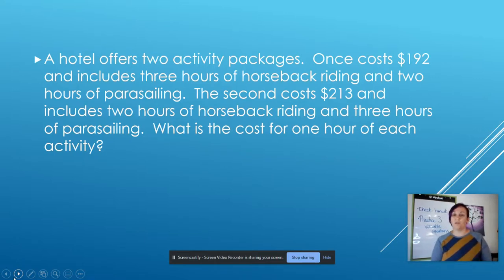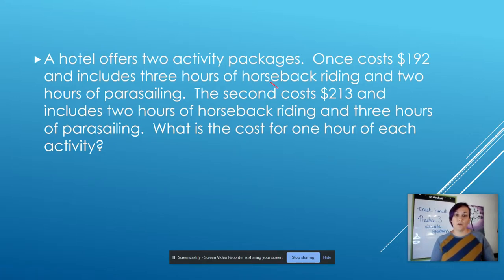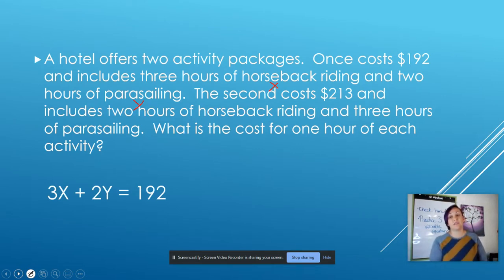So let's go back and read the first one again. One costs $192. That's the total. So that's going to go over here after the equal sign. It includes 3 hours of horseback riding. So let's go ahead and make a decision right now. Horseback riding can be X and parasailing can be Y. So 3 horseback and 2 parasailing, 3X plus 2Y, and I spent $192.